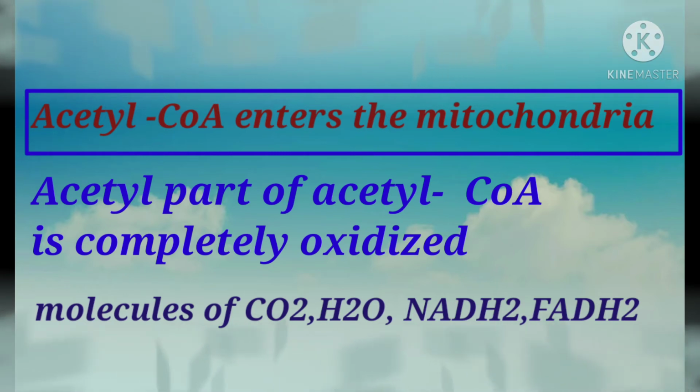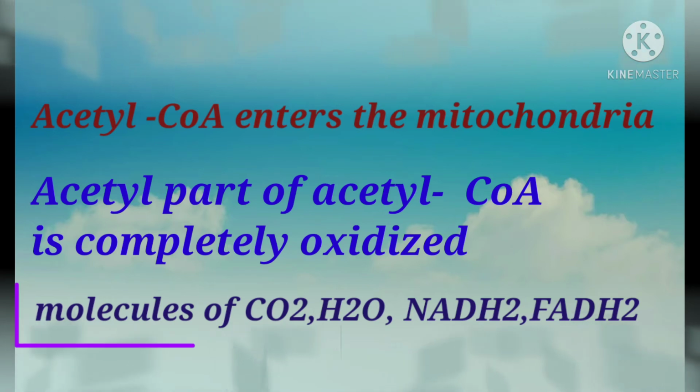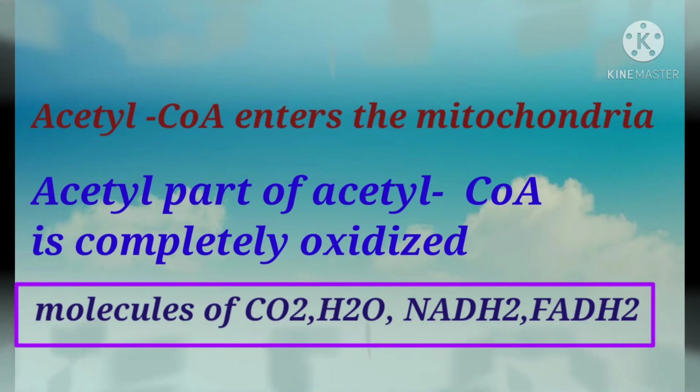That means acetyl coenzyme A, which is produced from pyruvic acid in the glycolysis process, enters the mitochondria, and in mitochondria the acetyl part of the acetyl coenzyme A is completely oxidized through this cyclical process known as the tricarboxylic acid cycle. During this process, molecules of carbon dioxide, water, NADH2 and FADH2 are derived.